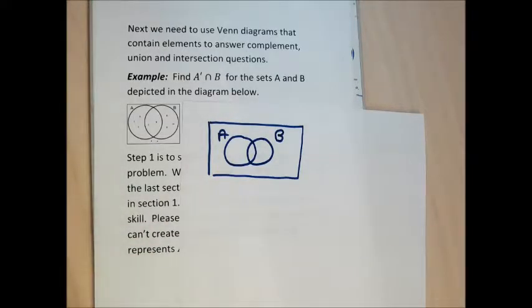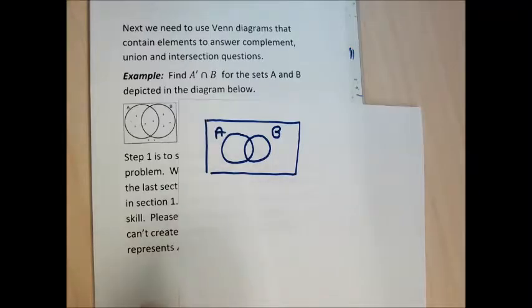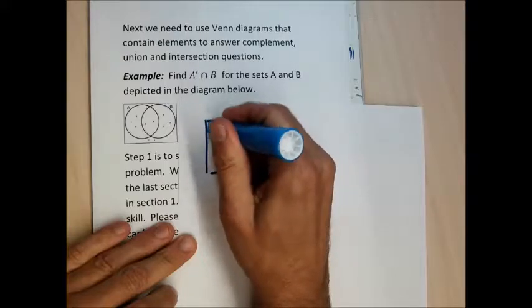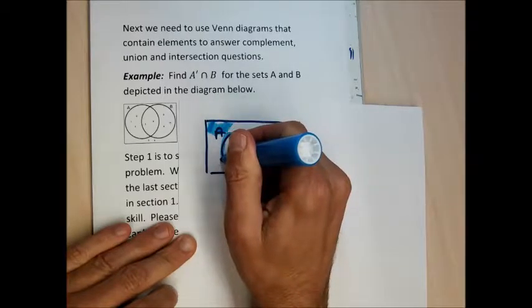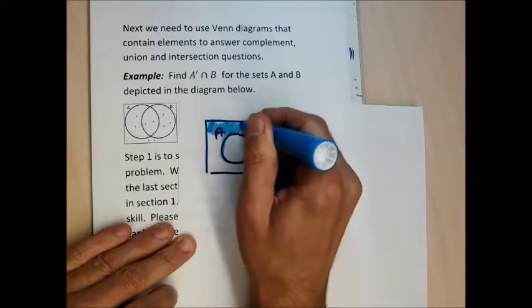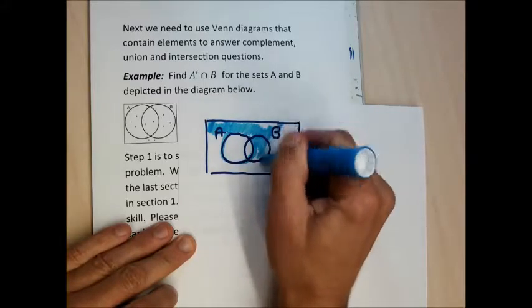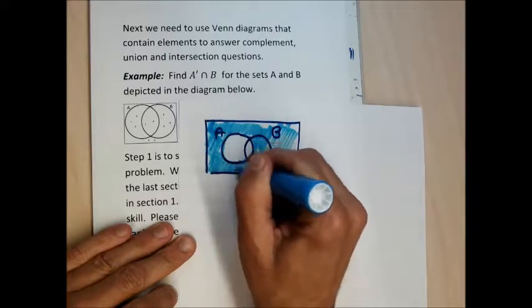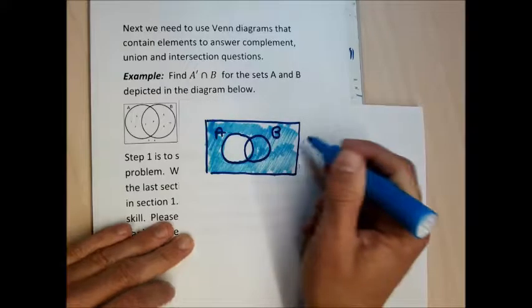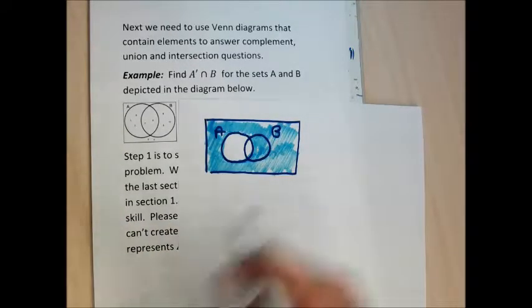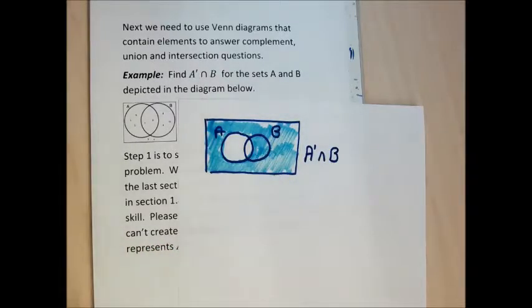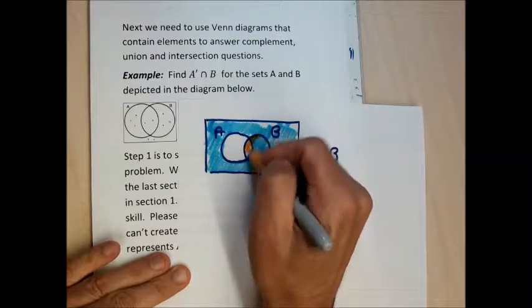And of course, when I do intersection, I have to use multiple colors. The first thing I'm going to represent is A complement. And A complement is anything that's outside the A circle. So A complement could be that picture right there. I'm attempting to draw A complement intersection B. And of course, when I do intersections, I need to pull out a second color. Now I'm going to shade B in a new color.